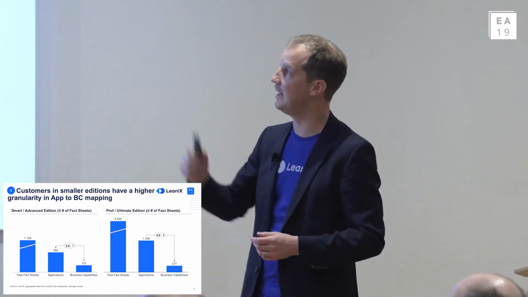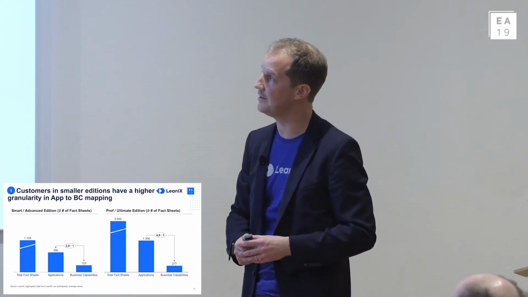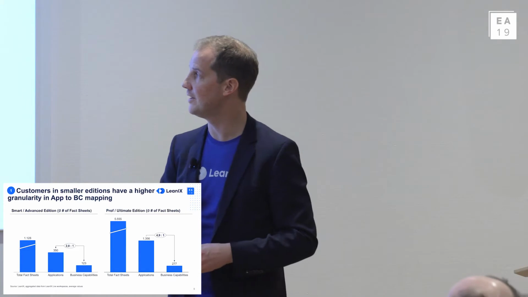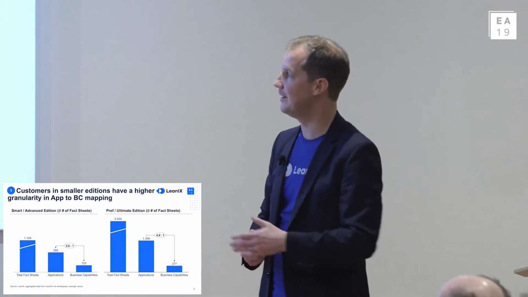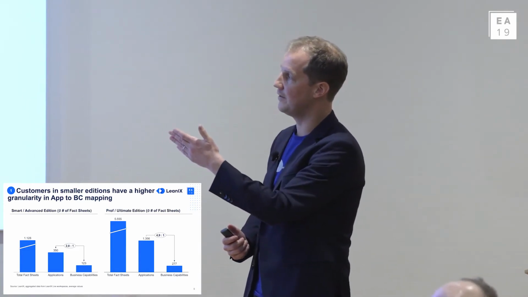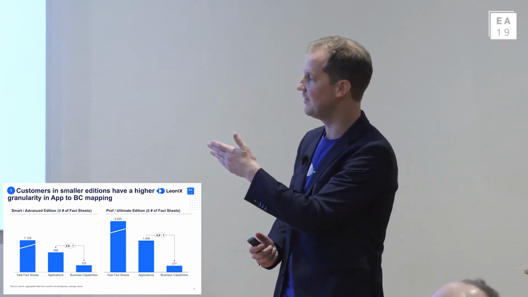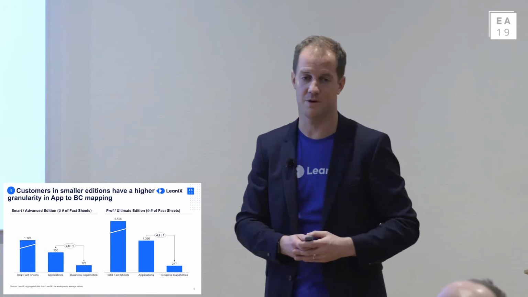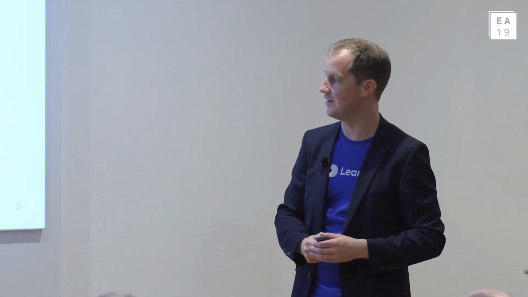Whereas for our larger customers in professional and ultimate editions, the average number of total fact sheets is more than 5,500, coming to 1,356 applications, 277 business capabilities, making up a ratio of almost 5 to 1. So you see the granularity of the business capabilities towards the application decreases here. And that's what we consider as a best practice.